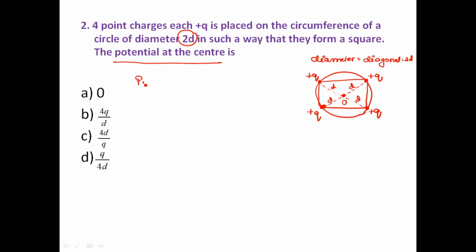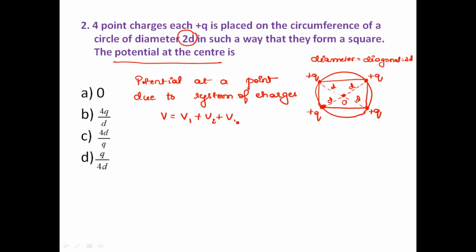I'll write potential at a point due to system of charges is. So it is nothing but V is equal to potential at the point due to the charge present over here, V1 plus V2 plus V3 plus V4. That is the potential due to all the 4 charges.